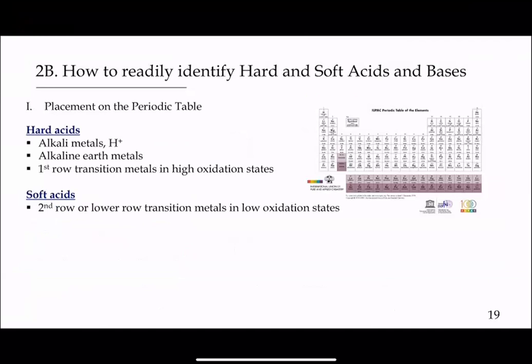Well, when you first list this, generally speaking, those things that are going to be hard acids will be, for instance, protons. I already mentioned that to you. But also, we have the first column, which would be the alkali metals.